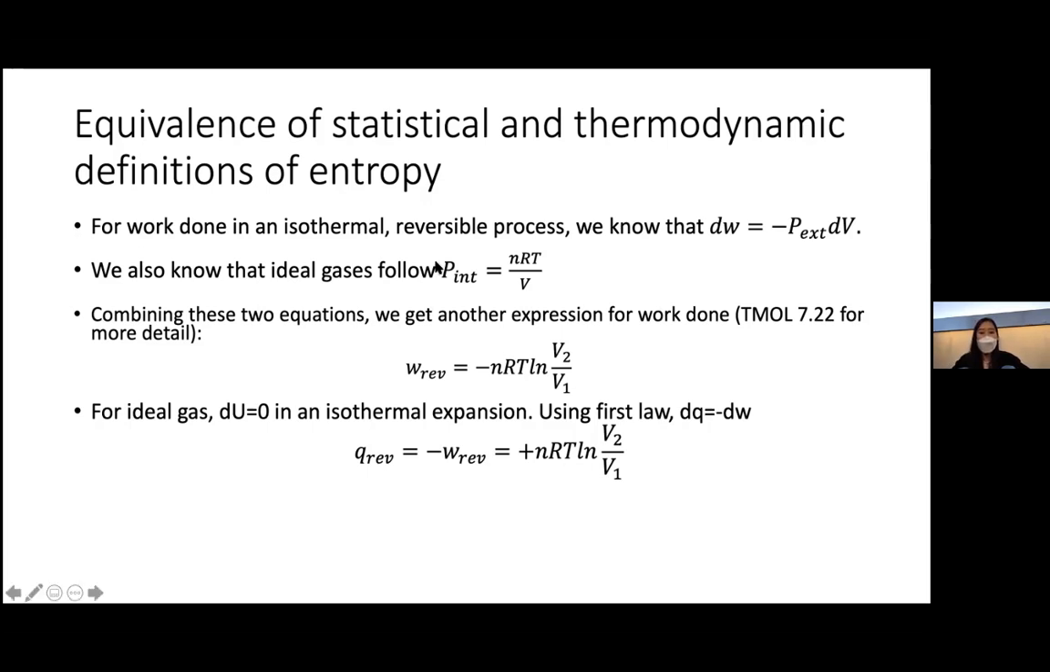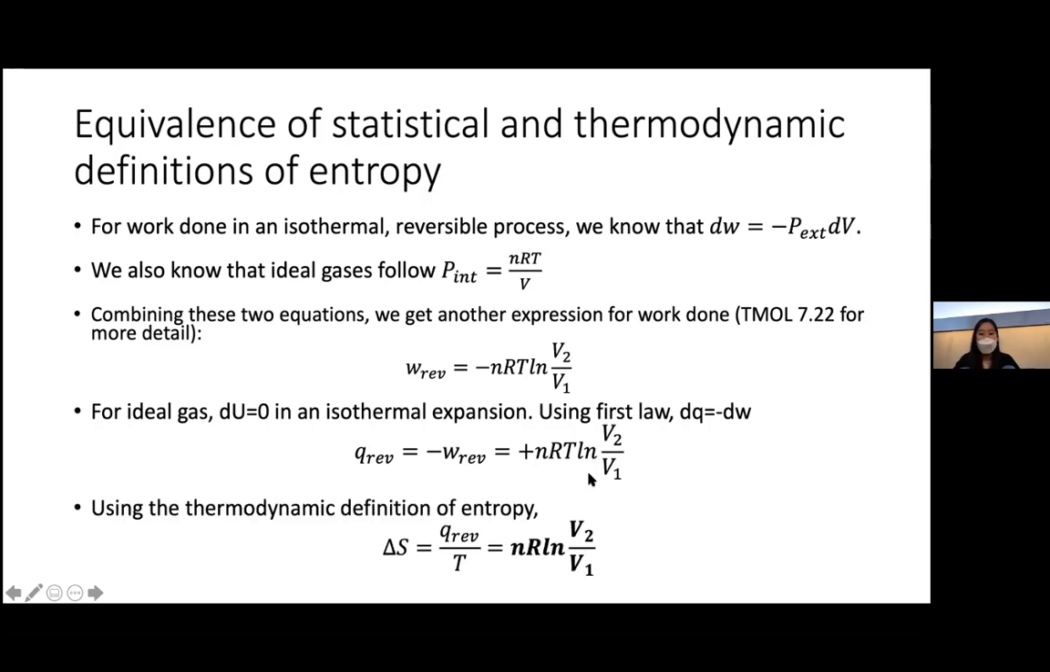So we can now get an expression for heat. So heat is equal to negative work, which is equal to positive nRT ln volume 2 over volume 1. And then if you remember, the thermodynamic definition of entropy had a heat term in it. So if we just substitute this expression for the heat term in the entropy equation, we get this expression, n times gas constant times natural log, volume 2 over volume 1. And just keep this fresh in your mind for when we go to the next slide.